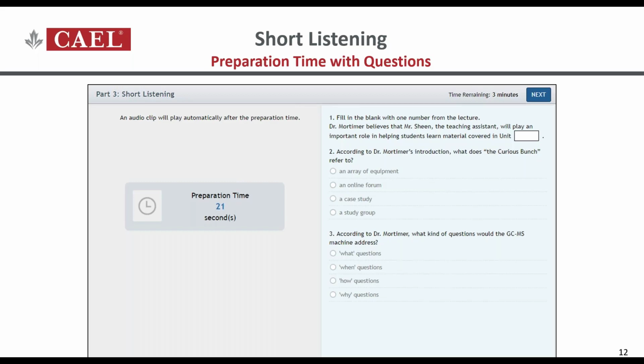And skim the questions in 30 seconds. Yes, so you don't necessarily have to read all of the information. You can just pick out the key information. Okay, so if you think the time limit is too short, you could just look for the key nouns such as Dr. Mortimer, Curious Bunch, equipment, and those kinds of words. And then you know that when the audio is playing, you need to listen for that information very specifically. Okay, so try to pick out the key details at least.